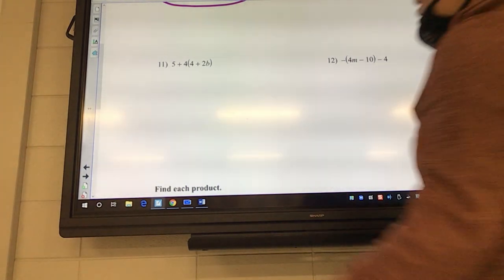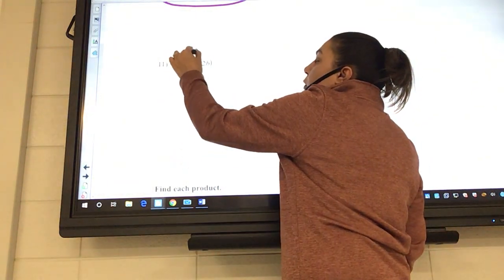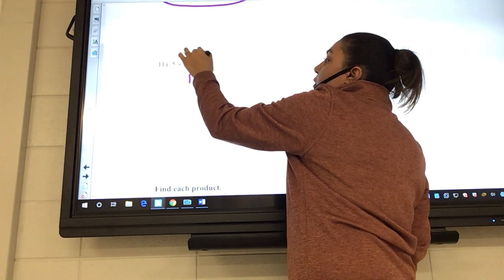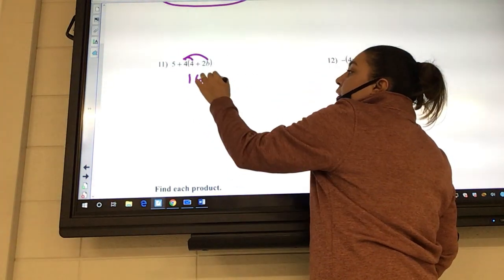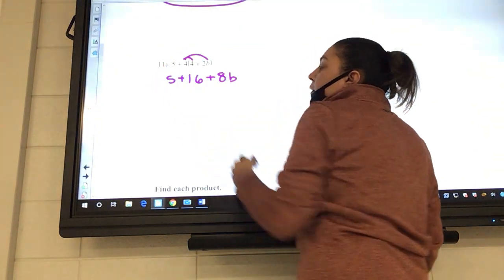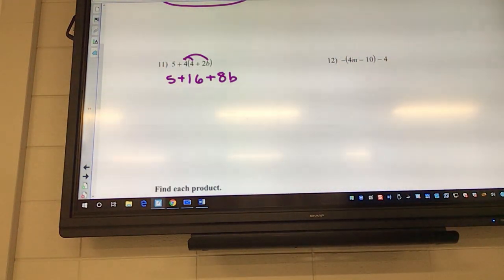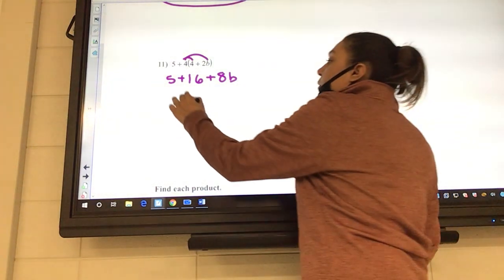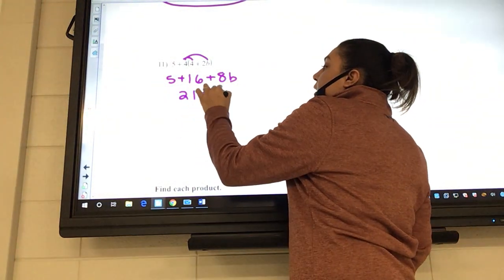Okay, so this one, distribute 4 times 4, 16. 4 times 2b is 8b, and then we still got this 5 over here. Drop that down. What can you combine? The 5 and the 16 to give you 21. 21 plus 8b.